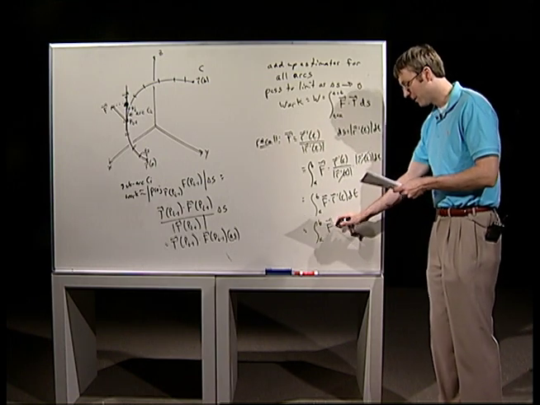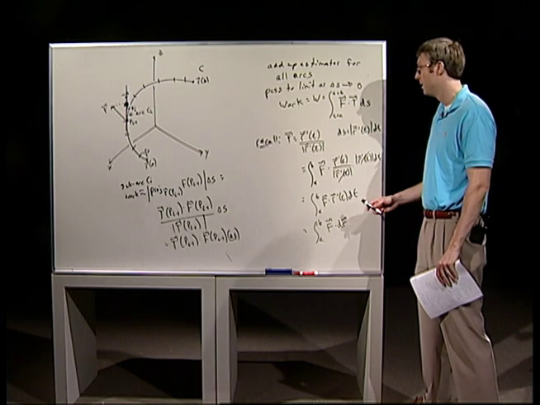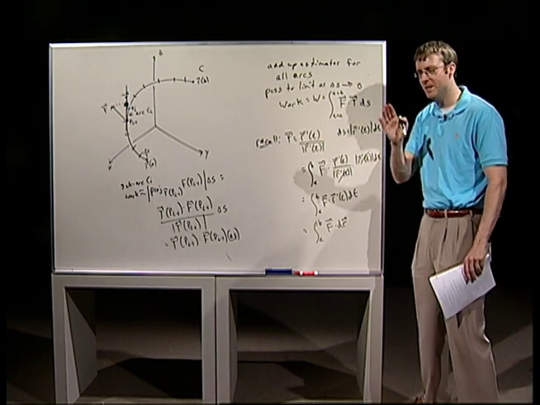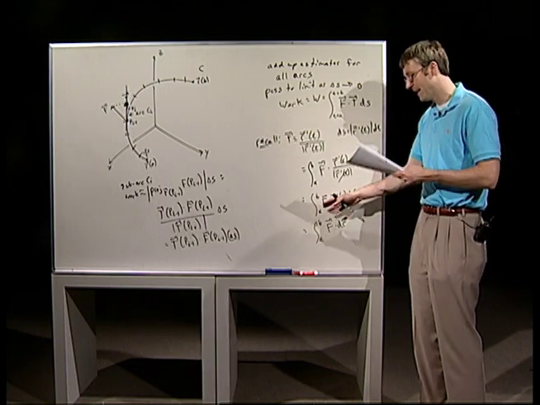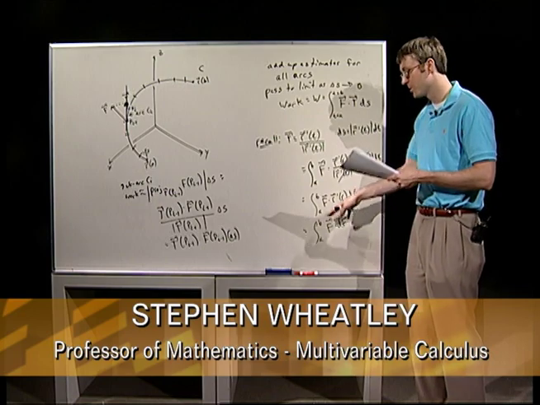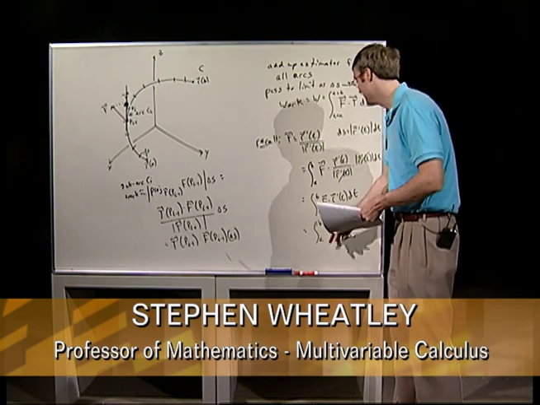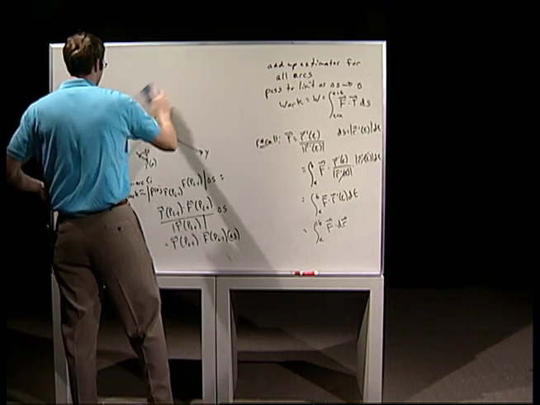This is a function of x, y, and z, right? Along the pathway r of t, x, y, and z are functions of t. So this entire thing is a function of t, right? This is a line integral with respect to t. So this guy is a line integral with respect to t.